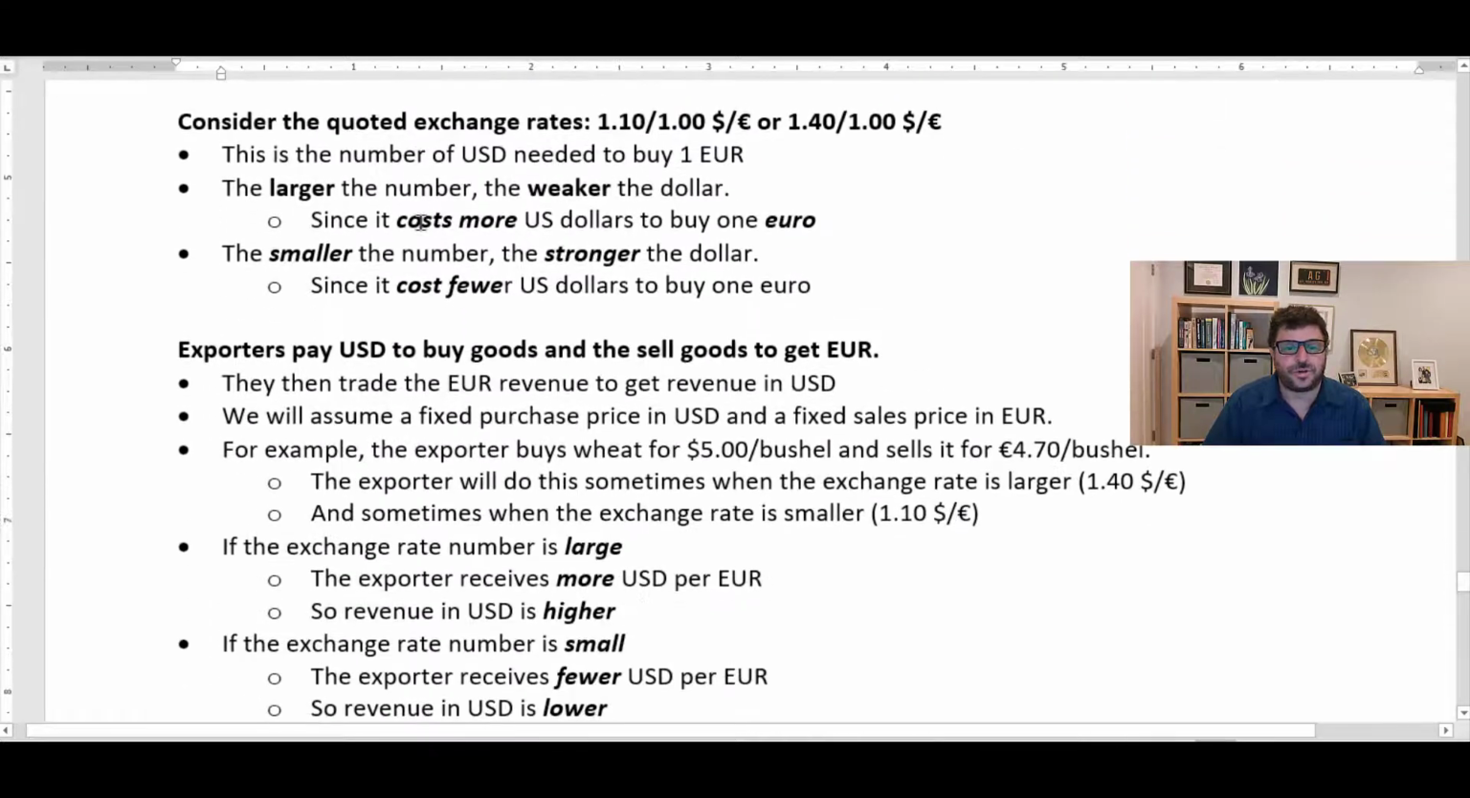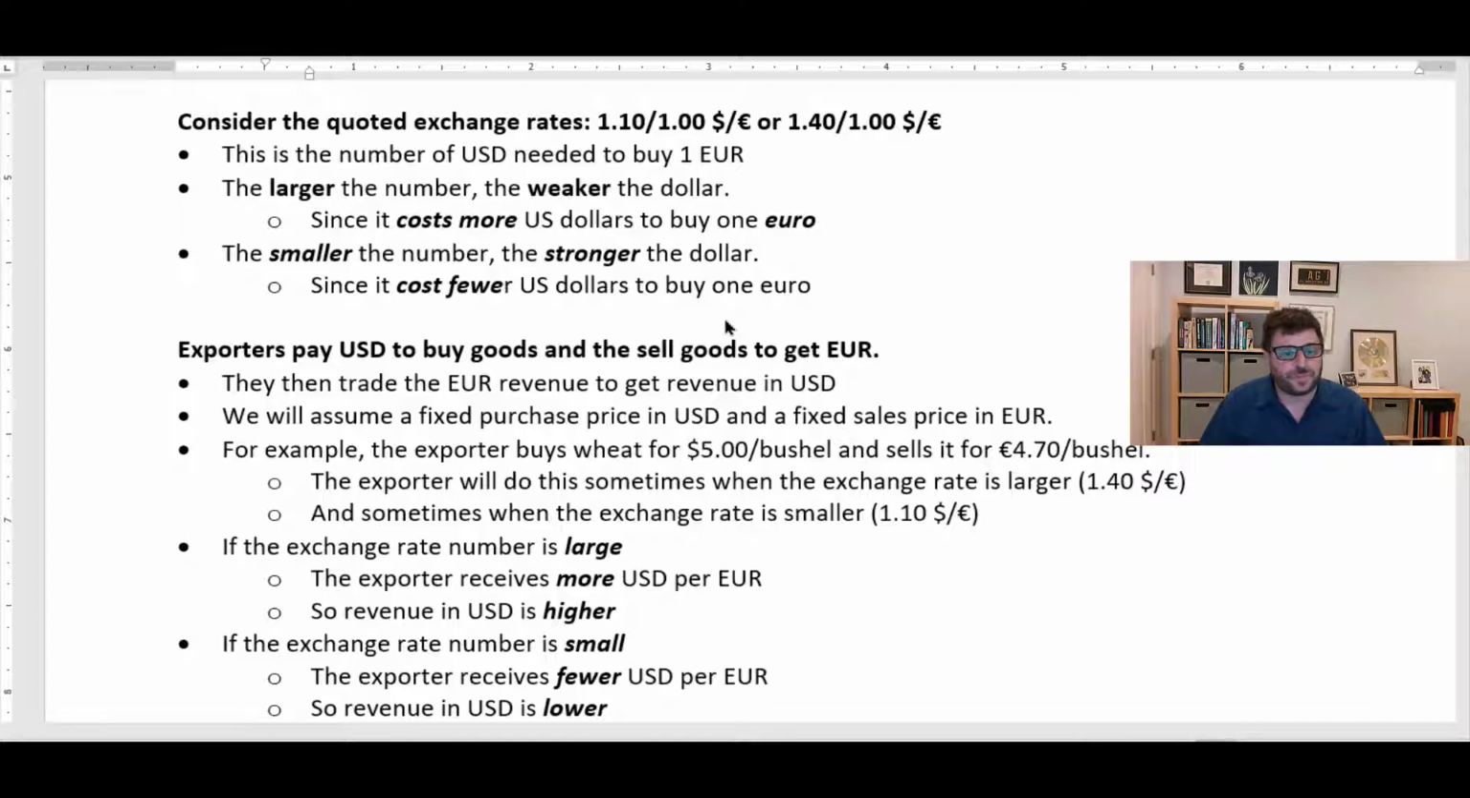Okay, so let's consider two quoted exchange rates: $1.10 per euro, or $1.40 per euro. In the first case, it costs me $1.10 to buy a euro. And in the second case, I have to give up $1.40 to get that same 1 euro. So this is the number of US dollars needed to buy 1 euro. The larger the number, the weaker the dollar. I used to only have to give up $1.10 to buy a euro, but now I have to give up $1.40, so the US dollar is weaker. And the smaller the number, the stronger the US dollar, since it costs fewer US dollars to buy that 1 euro.